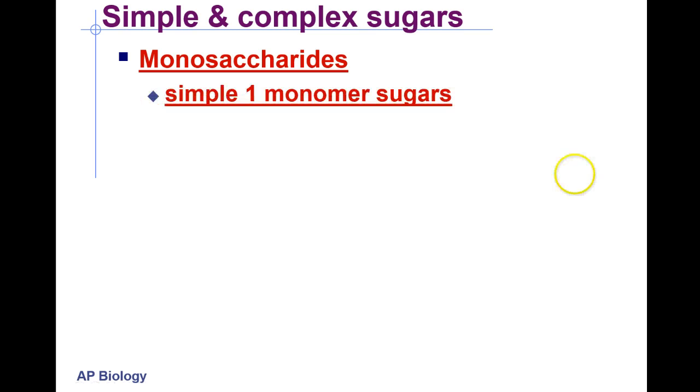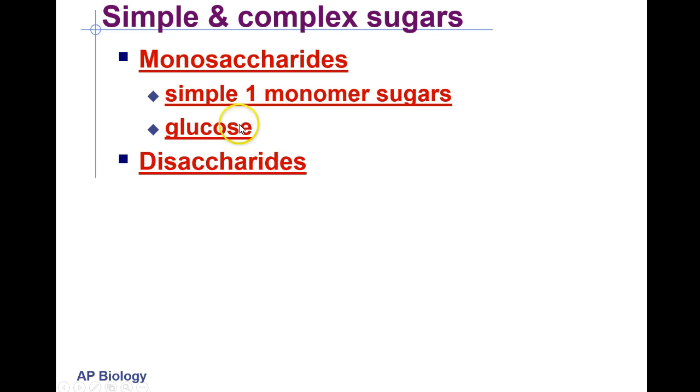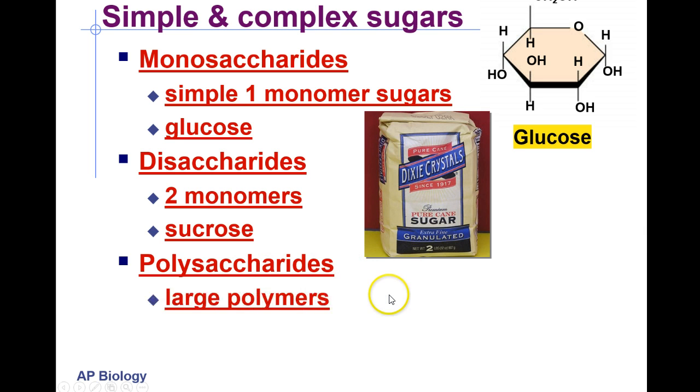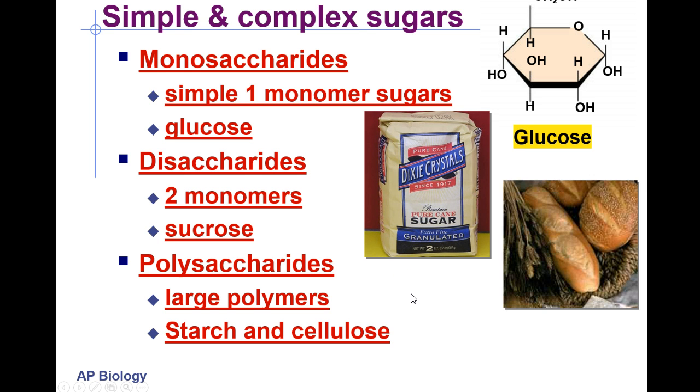Monosaccharides. Let's talk more about sugars. Monosaccharides are just a 1 monomer sugar. Glucose is a good example. Disaccharides, the prefix di means 2, are 2 monomers or 2 sugars joined together. Common table sugar like sucrose is an example of that. Polysaccharides, poly means many. Well, these are large polymers, so they're going to be large or long chains of these things strung together. Starch and cellulose are a great example of that.